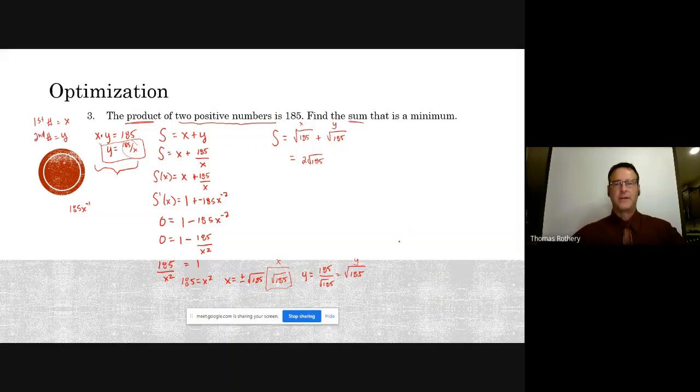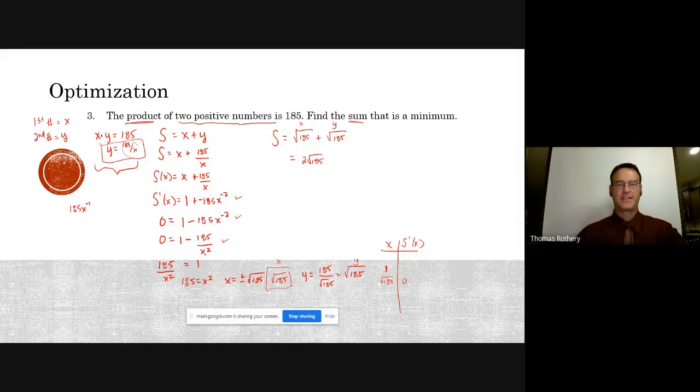Now let's just verify that this is a minimum. Here is x. Here is s prime of x as we've written it right here. And so here's the square root of 185. I know that will give me 0. Since they have to be positive, I can just pick any number that's smaller than it. I'm just going to pick 1. It has to be bigger than 0 because it's positive, but it has to be less than the square root of 185. 1 looks good to me.